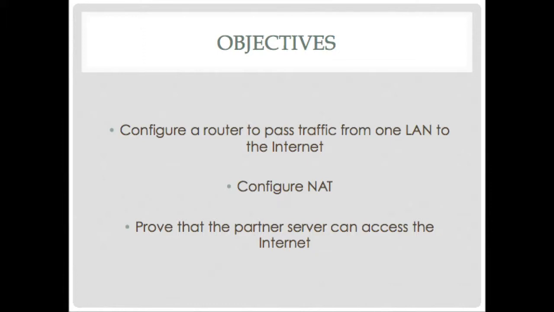In this video, we will be configuring a router to pass traffic from one LAN to the internet. And we're going to configure NAT, and we're going to prove that the partner server can access the internet.